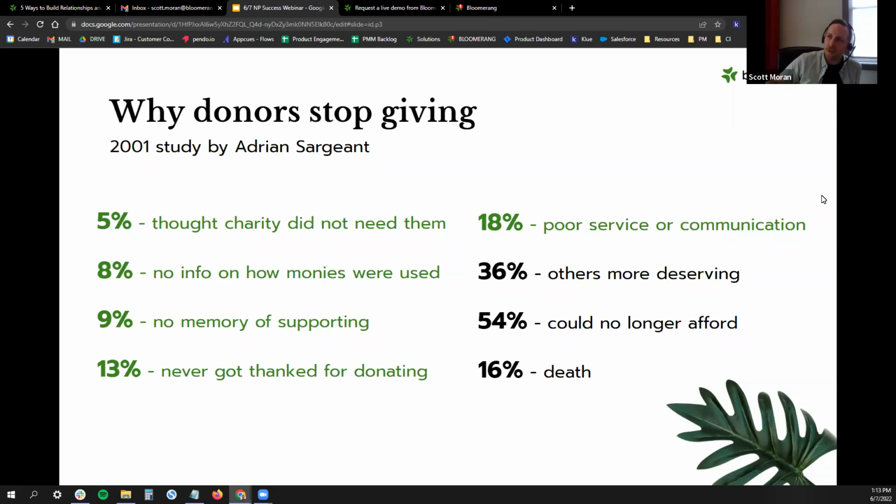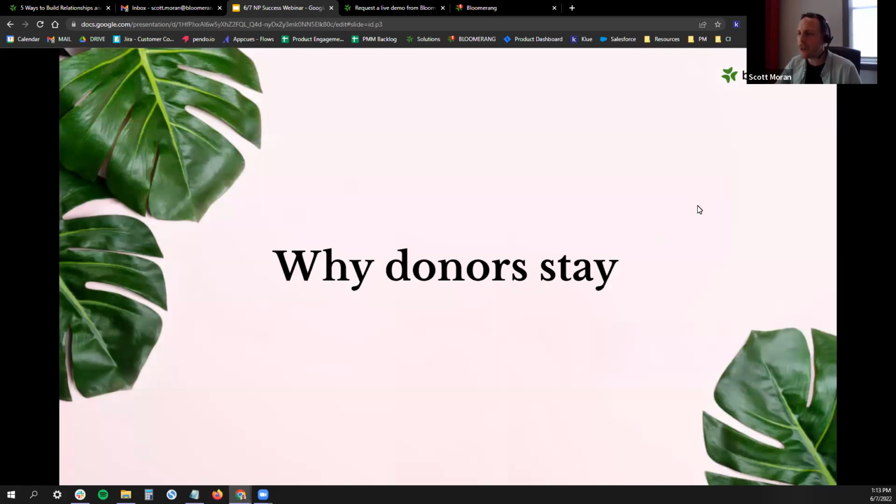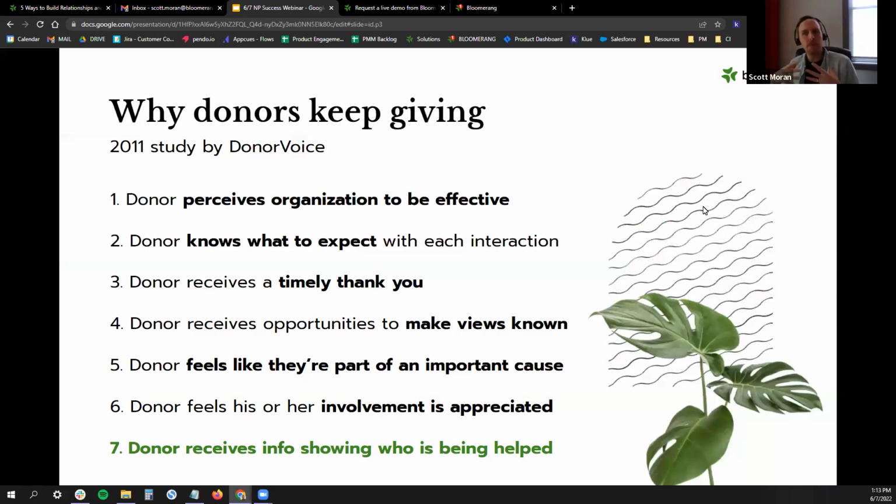So this is just a bird's eye view of why donors stop giving. On the other side of the coin, why do donors stay? From a more recent study, in 2011, Donor Voice also surveyed loyal donors, and here are the top 7 reasons why they chose to keep giving to their organizations. They perceived the organization to be effective. They thought the organization was worth the investment, you could say. They knew what to expect with each interaction, meaning they weren't blindsided. They knew that, okay, my next step is that I'm going to volunteer, or when I give, the next step will be a tour, or it's going to be a welcome kit. Nothing is ever coming completely out of the woodwork.